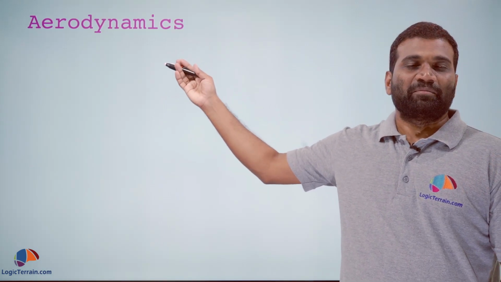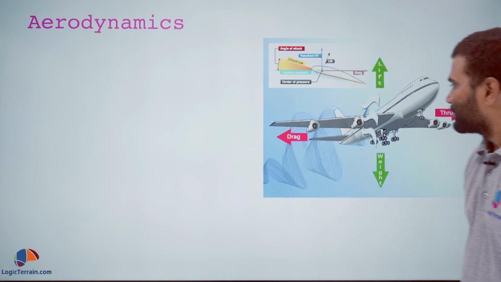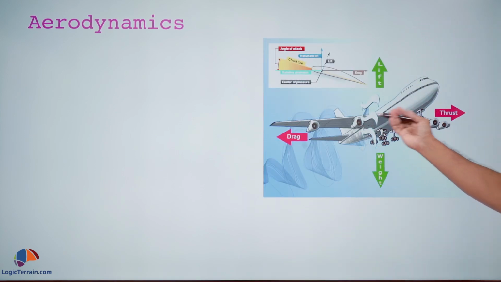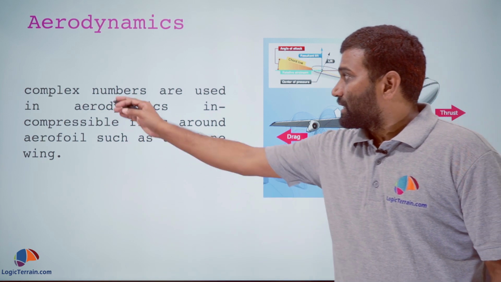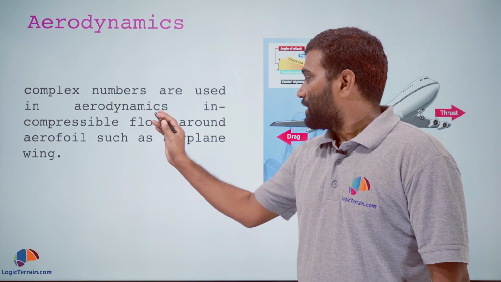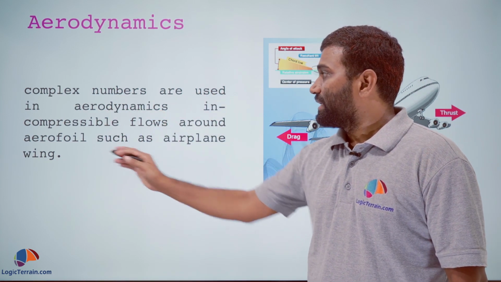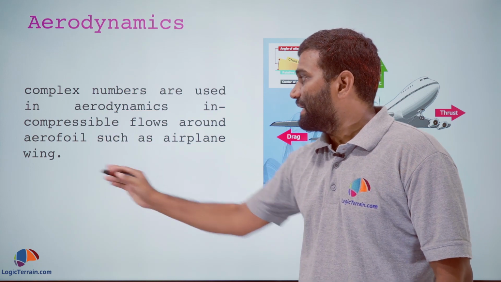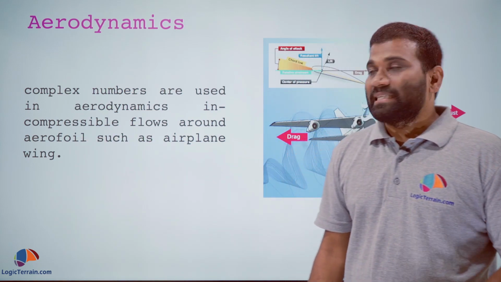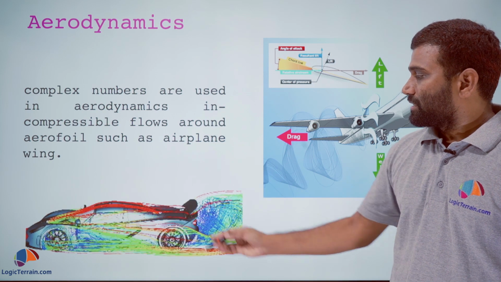Aerodynamics is some other application where complex numbers are used. You can see airplane wings and all. Complex numbers are used in aerodynamics in compressible flows around aerofoils such as an airplane wing. These days, aerodynamics is used in cars as well.